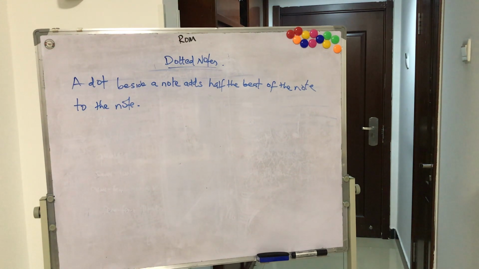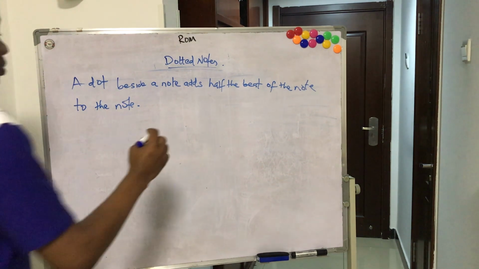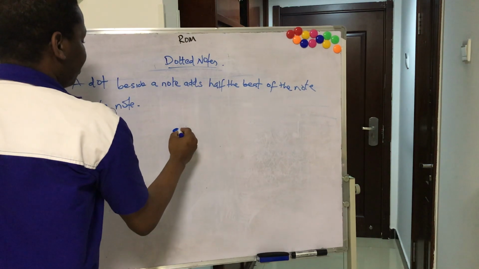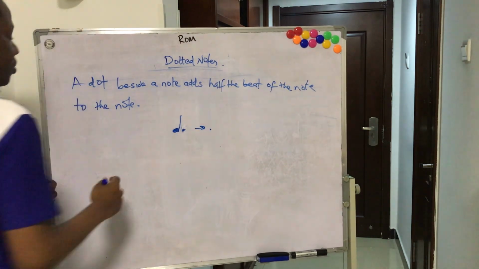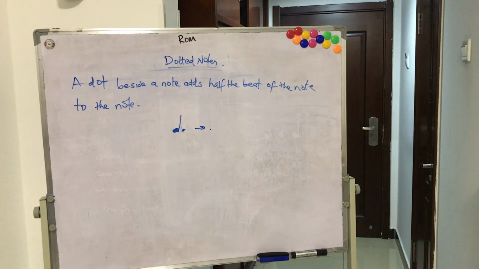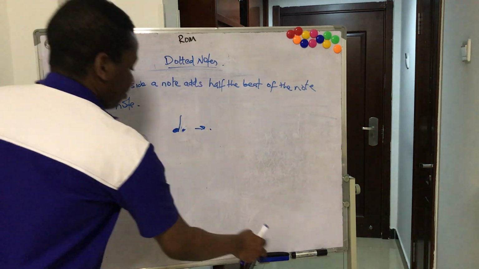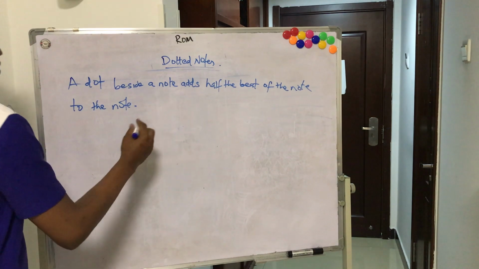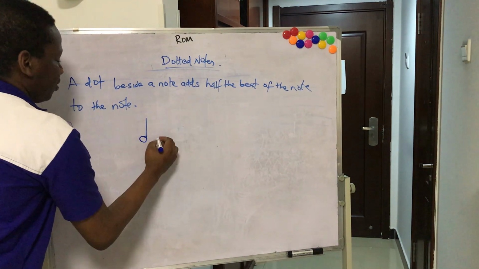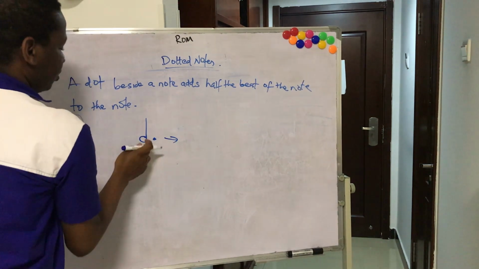Let me just test you real quick. What's the number of beats here? This is a dotted crotchet. Dotted crotchet, how many beats? Let me just give you one example. It seems you're not getting it. What note is this?